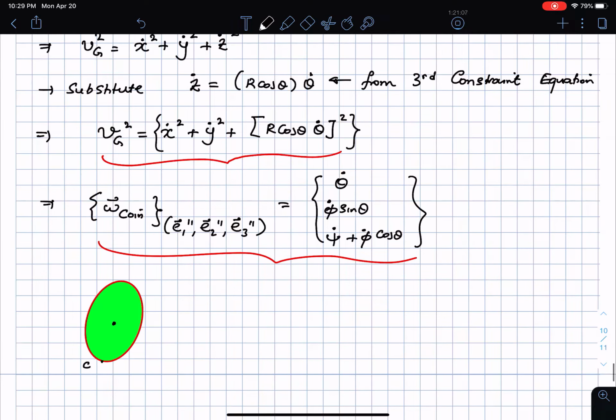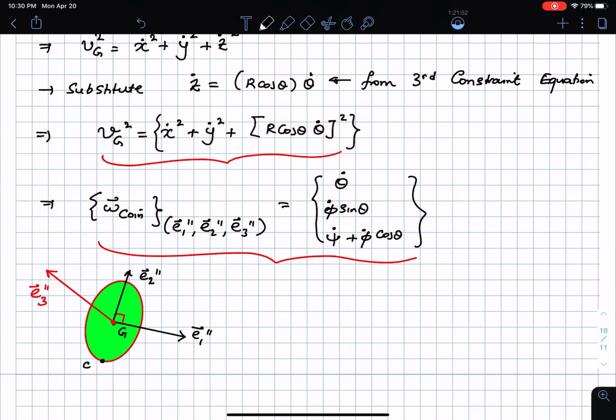Okay, this was the contact point C on the ground, and here was one of my directions. So this was E2 double prime. Then this here is going to be E1 double prime, and then coming out of the page, which I'm going to draw in the red color here, that's going to be E3 double prime. Okay, this is the coordinate frame that I have, and this is on the same plane as the coin. And so you see that this is a principal coordinate frame.